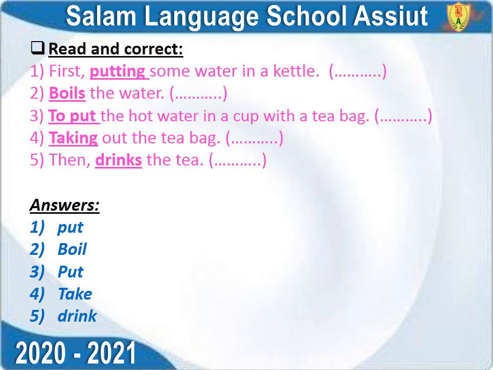Number three, to put the hot water in a cup with a tea bag. The correct answer here is put the hot water in a cup with a tea bag. Number four, taking out the tea bag. The correct answer here is take out the tea bag. Number five, then drinks the tea. The correct answer here is then drink the tea.